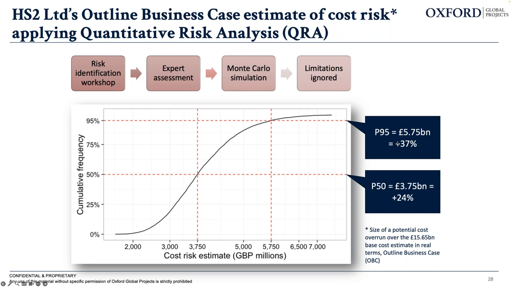Their P95, which is being pretty certain, leaving only a 5% chance of overrunning that budget, they got to a 37% uplift, which equates to just under 6 billion pounds to be added as the contingency. Now, interestingly enough, that's only 13 percentage points difference between a P50 and a P95, which may have raised some questions already back then.